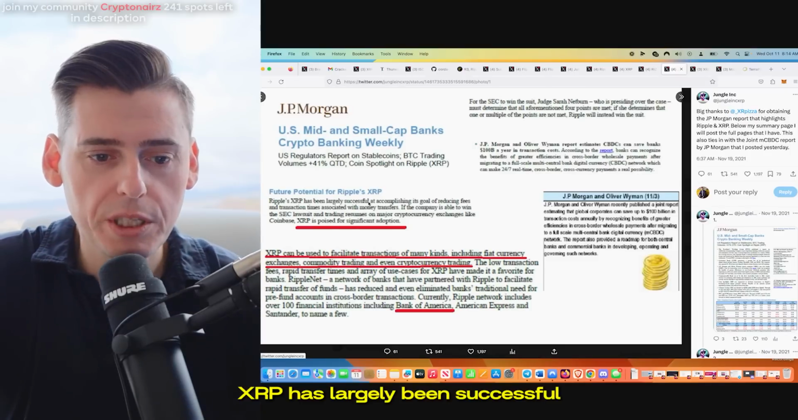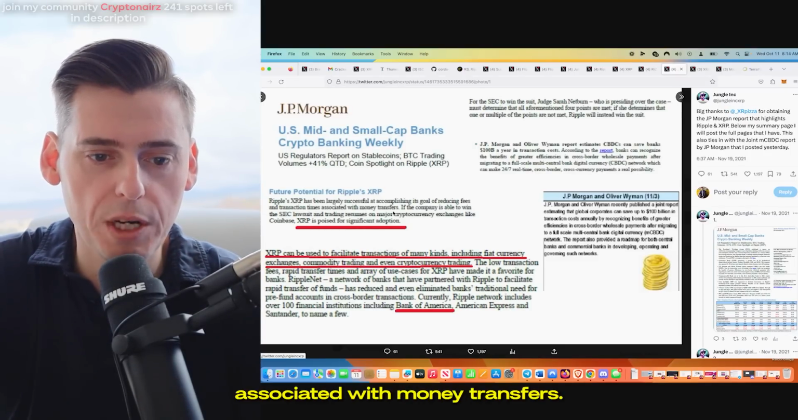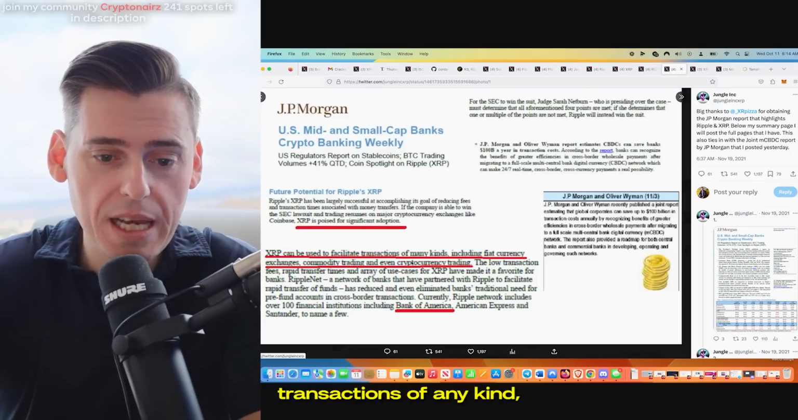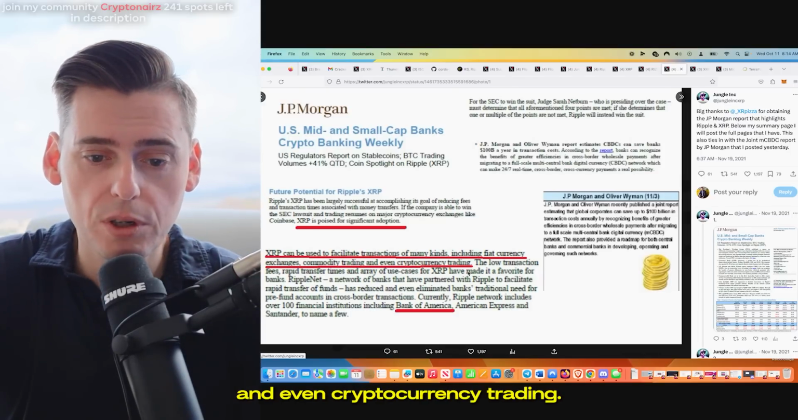Ripple's XRP has largely been successful in accomplishing a goal of reducing fees and transaction times associated with money transfers. If the company is able to win the SEC lawsuit and trading resumes, the major cryptocurrency exchanges like Coinbase, XRP is poised for significant adoption. XRP can be used to facilitate transactions of any kind, including fiat currency exchanges, commodity trading, and even cryptocurrency trading.